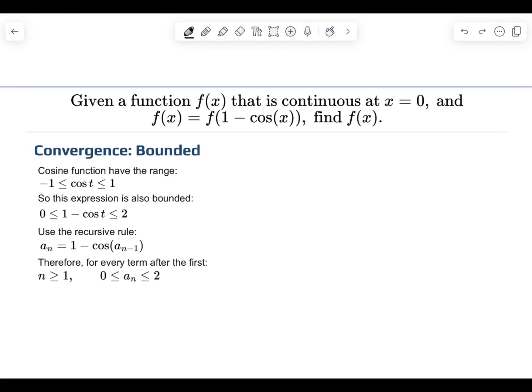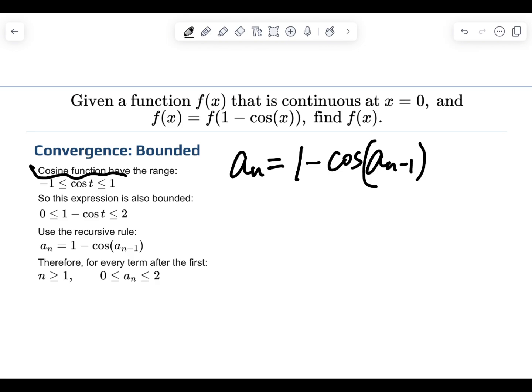Alright, thanks Lucas for talking about recursive sequences. Now in order to prove the sequence is convergent, let's talk about it being bounded and monotonic. Remember, those two conditions are required to prove that a sequence is convergent. Because our recursive sequence is defined as a sub n equals 1 minus cosine of a sub n minus 1, we need to show it is bounded. The cosine function has a range of -1 to 1, which means every cosine of t is between -1 and 1.